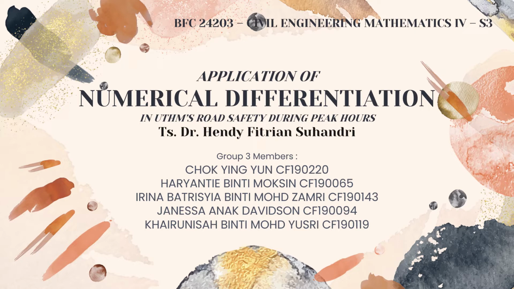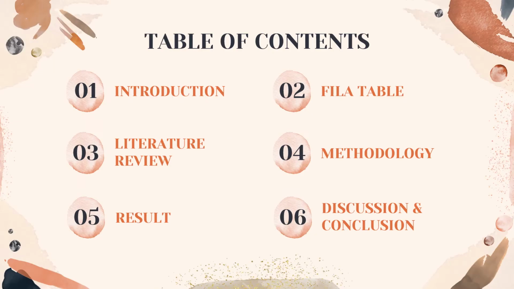So today I will be talking about our Civil Engineering Mathematics 4 group project. The topic that we chose is application of numerical differentiation. For this project, we are going to talk about 6 things. The first is introduction, second, filler table, third, literature review, fourth, methodology, fifth, result, and lastly, discussion and conclusion.